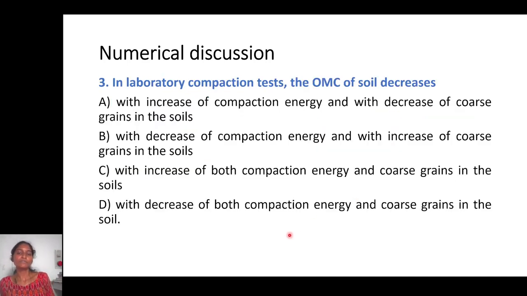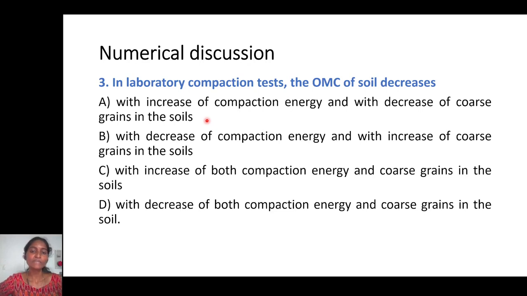So coming to the third question, half of the question is very easy, but for the other half, let us see how we will be able to proceed. In the laboratory compaction test, the optimum moisture content of soil decreases. For example, I have an optimum moisture content for the given soil. I wanted to decrease the optimum moisture content of that soil. So if you want to reduce the optimum moisture content of any soil, what do you need to do? Option A says with increase of compaction energy and with decrease of coarse grains in the soil.